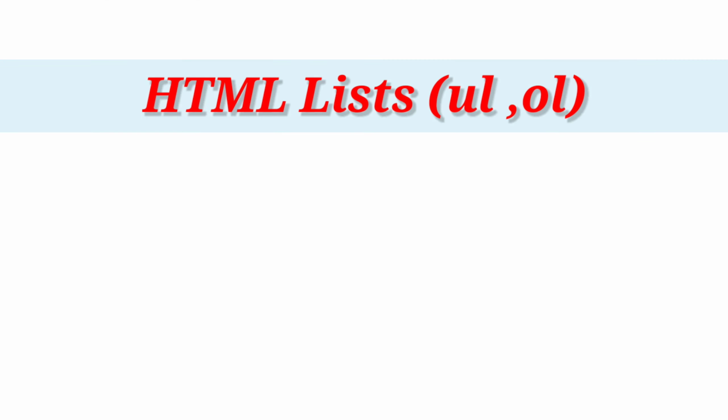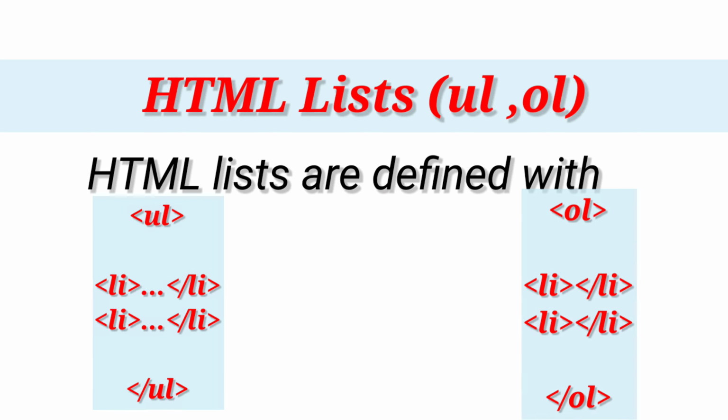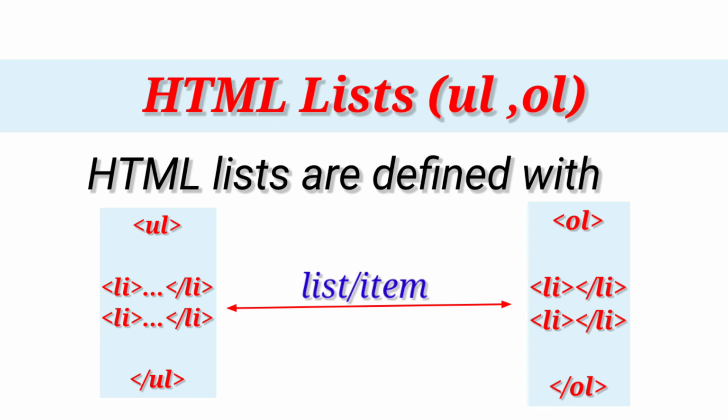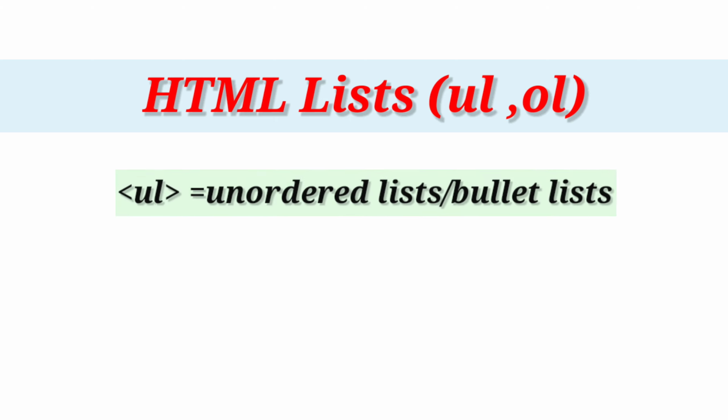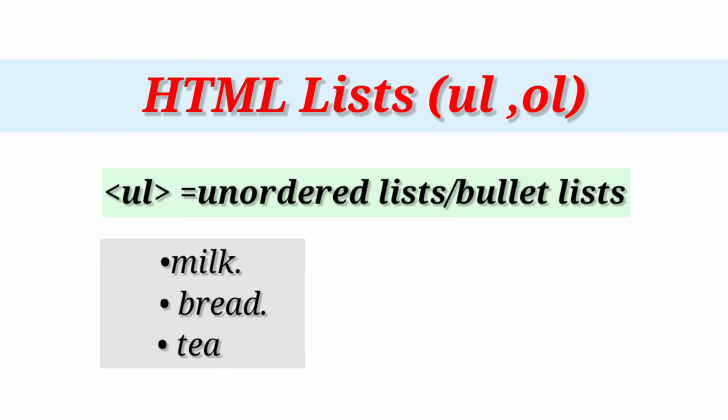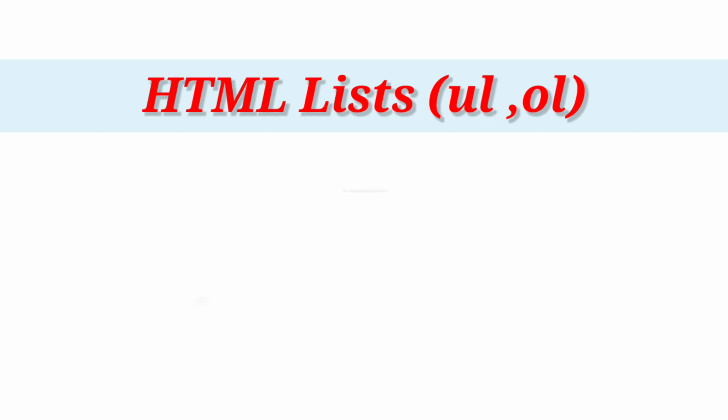Now the next concept is HTML lists. HTML lists are defined with UL tag, that is unordered list, or OL tag, that is ordered list, followed by a list item tag, that is li tag. UL tag means unordered list or bullet list. For example, you can see these all items are written in bullet points. It is written point wise, not number wise. So this is unordered list.